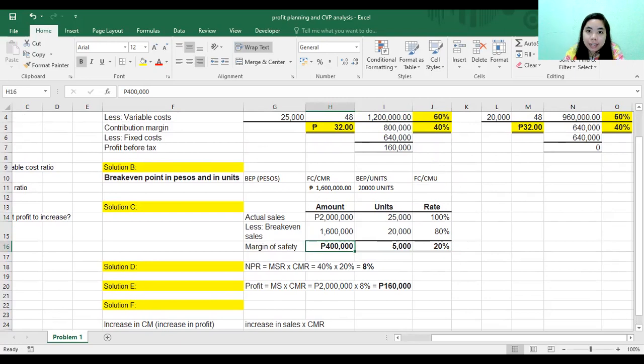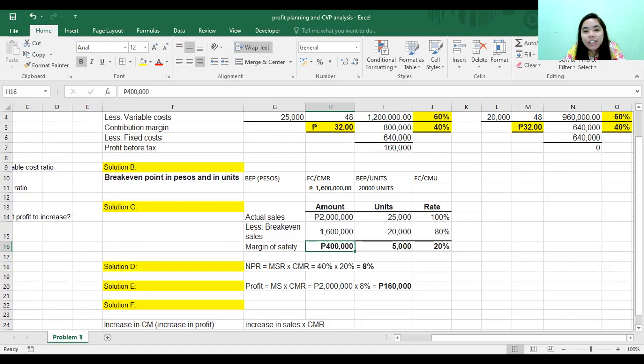The margin of safety means the amount or the number of units that you can still lose until you break even. There is a term for that. I forgot the term. You have an allowance until you break even. So that is the margin of safety.